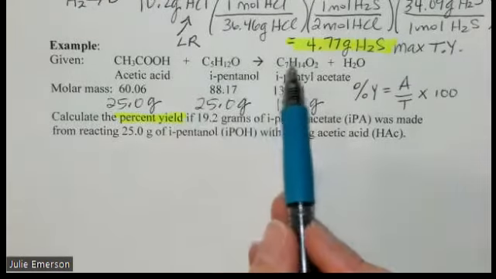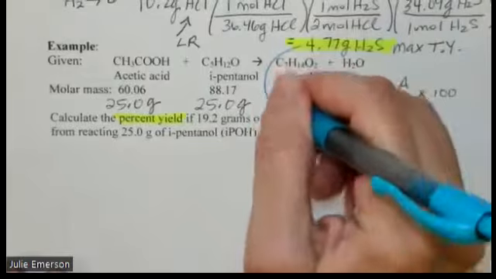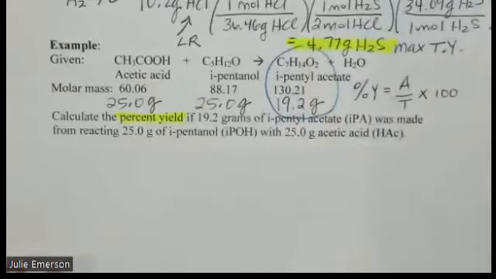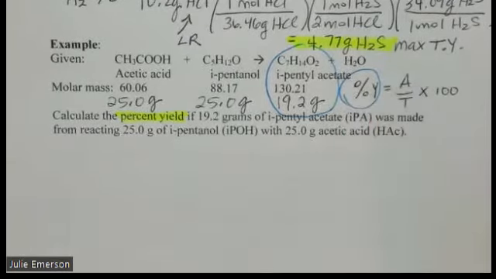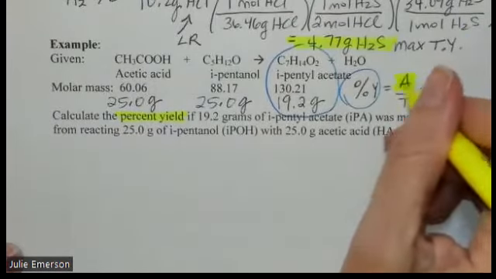So when I look at my reaction, the I-pentyl acetate, that's my product. So that's what I want to know my percent yield of, the C7H14O2. And the reason I point that out is because if I'm looking for the percent yield of that IPA, then the actual yield of that IPA should be given to me, right? Because in order for me to do a percent yield, I have to have the actual yield. So what I do is I say, okay, let me go find that.